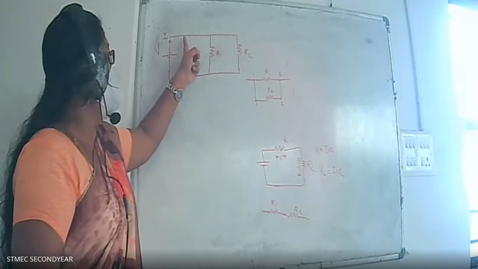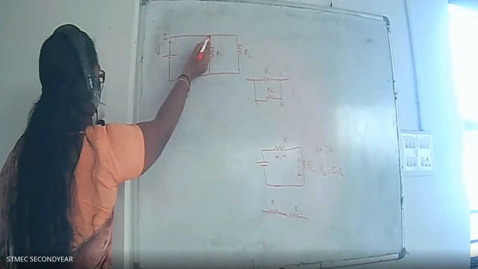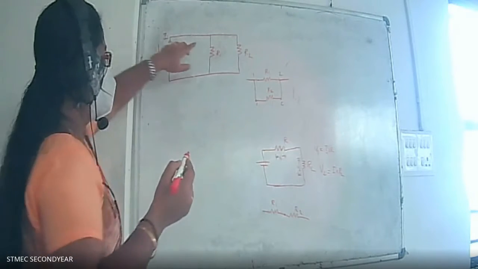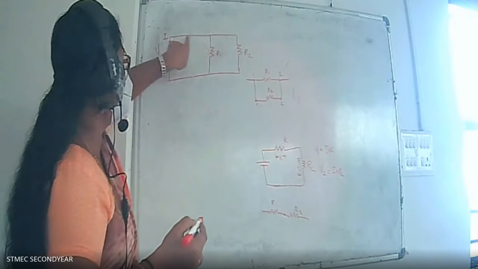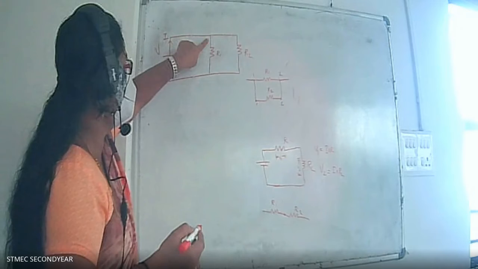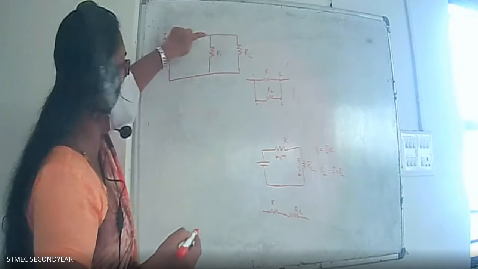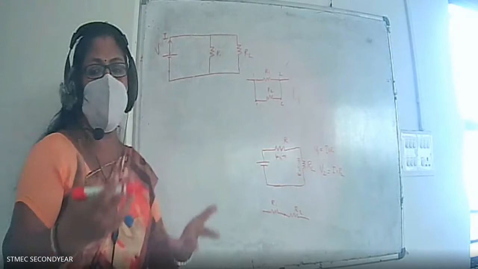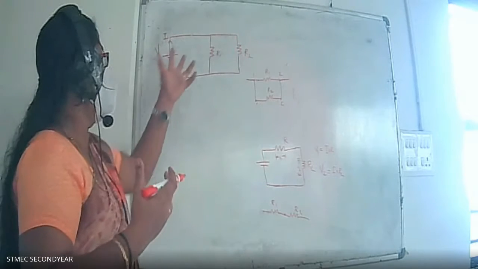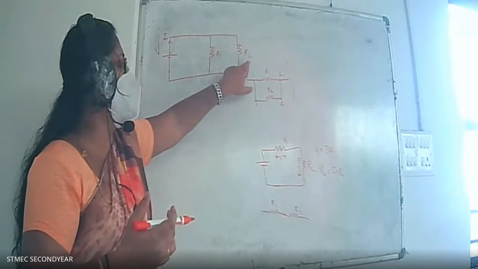So what will happen? This current will be flowing through this path. Once it reaches this point, what will happen to this current? It sees two paths. The current is flowing like this and it will be split into two paths. One path is through R1, the other path is through R2. What is the nature of the current? Can you say how much current is flowing through R1 and how much through R2?